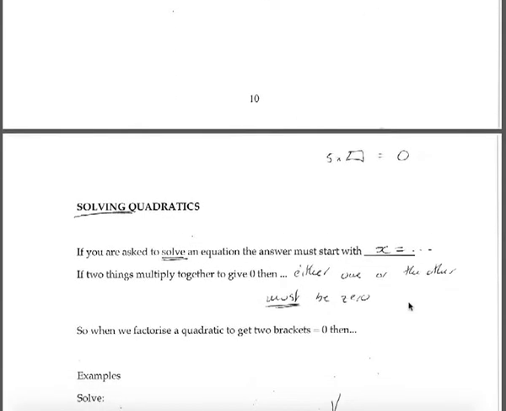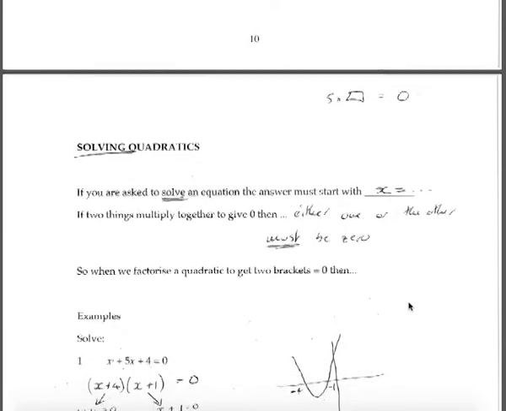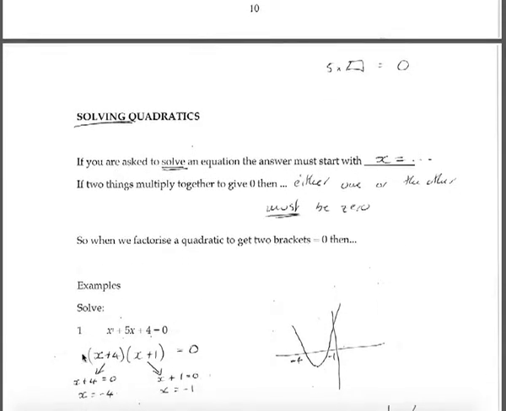So when we factorise a quadratic, like we have done here, what we've got is one bracket times another bracket equals 0. So the only way that can possibly happen is if the first bracket equals 0, in which case x equals minus 4, or the second bracket equals 0, in which case x equals minus 1. And these two numbers are the only two numbers that you can put into this equation that would make it work.